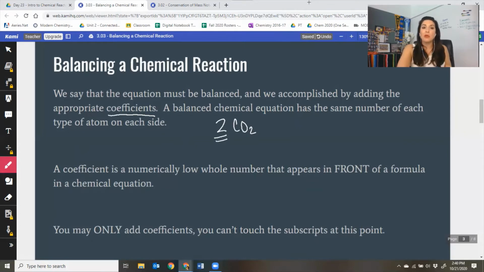A balanced chemical equation has the same number of each type of atom on each side, but we adjust the coefficients accordingly. So coefficients are numerically low numbers, 1, 2, 3, 4, that appear in front of a chemical formula in a chemical equation. Now, you can only add coefficients. You can't touch the subscripts. And what I mean are these little small numbers down here. You can't touch the subscripts. And I would like you to think about why that is.